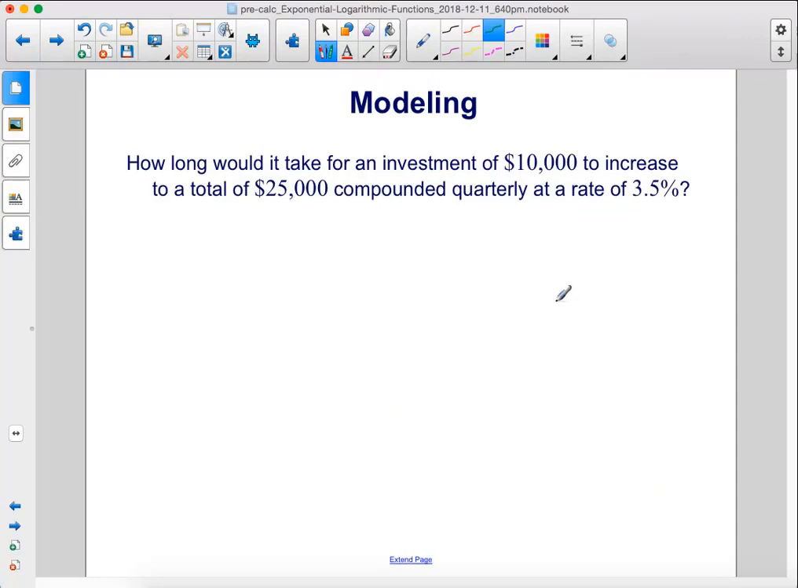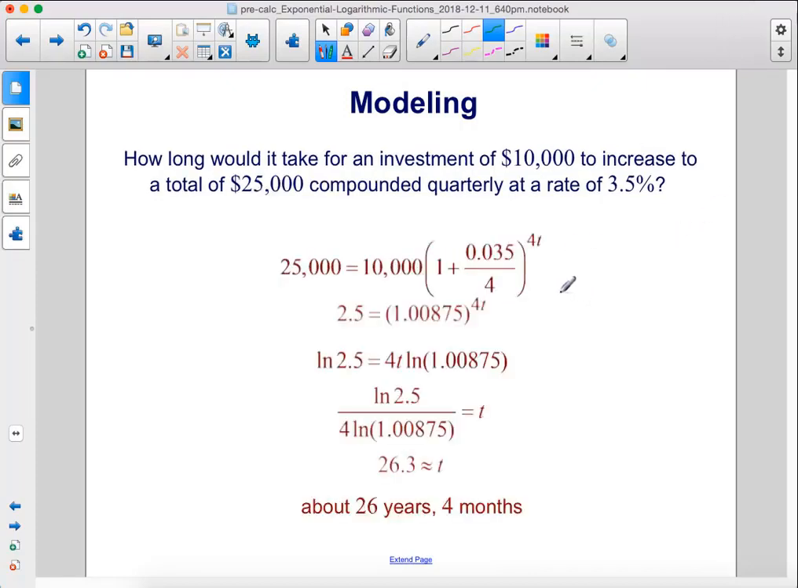How long would it take for an investment of $10,000 to increase to a total of $25,000 compounded quarterly at a rate of 3.5%? All right, so we use our formula for compound interest, and we have 25,000, which is our ending account balance. We have 10,000 as our principal. 1 plus 0.035, that's our rate, divided by 4, since we're compounding quarterly, which means 4 times a year, to the power of nt. So in this case, that's 4t, and we're solving for t.